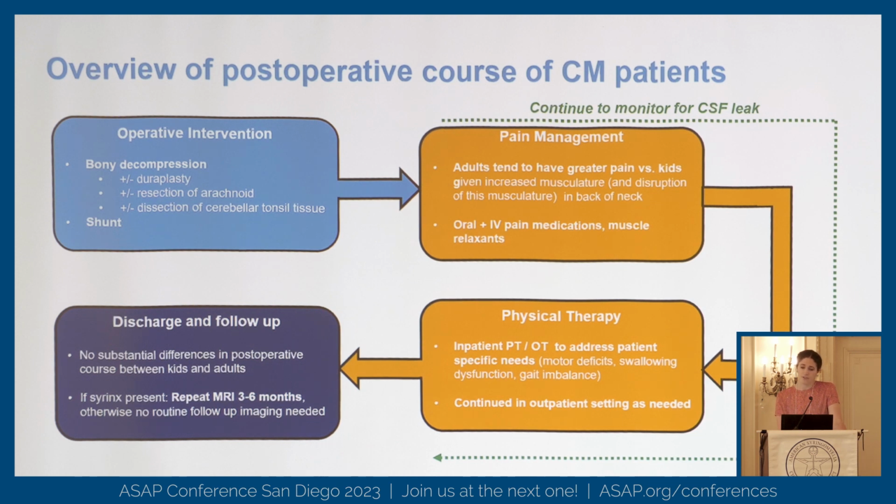We do physical therapy after surgery, and then based on how physical therapy goes, we make the appropriate recommendations for outpatient management. For follow-up, there's really no substantial difference between our follow-up after a Chiari decompression in adults and kids. If a syrinx is present, we don't expect that syrinx to get significantly smaller right away, but we'll repeat imaging in 3 to 6 months.